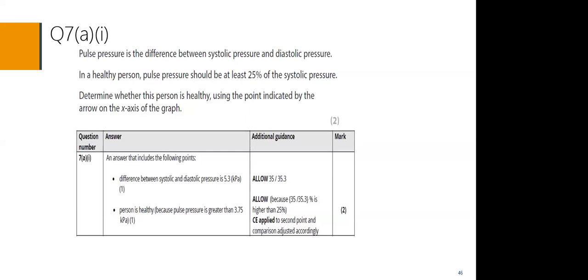So if they calculated the pulse pressure was less than 25% of the systolic, they could get mark point 2 for stating that the person was unhealthy. So there are 3 examples for you to have a look at. If you could put the marks that you would give into the chat box. This is much more straightforward than the level-based one, so we won't spend quite as long on this. And then we've got one more question to look at.